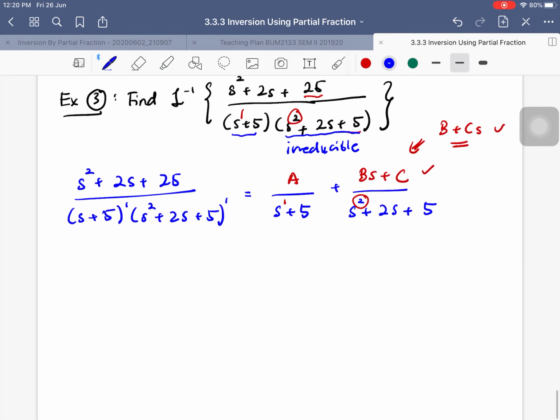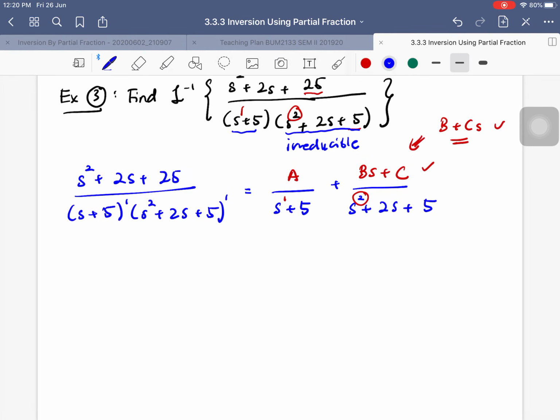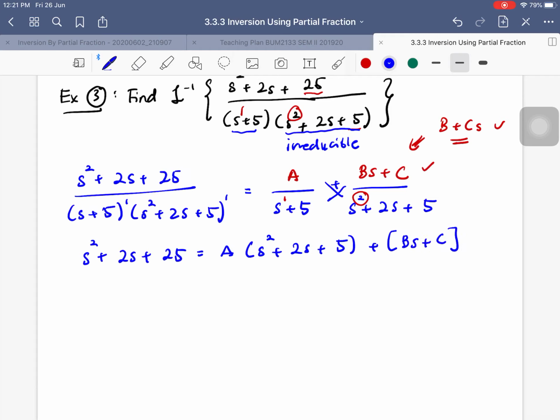Okay, so now let's start making the denominators equal. We know that this is just cross multiplication because there are only 2 fractions. So the equation that I'm going to use is s squared plus 2s plus 25 equals A multiplied by (s squared plus 2s plus 5) plus, I'm going to use a square bracket so that you don't miss out the b and c, (bs plus c) multiplied by (s plus 5). Again, as I mentioned to you before, you can only find values to substitute from the linear factor, and here I only have one linear factor, which is s plus 5.